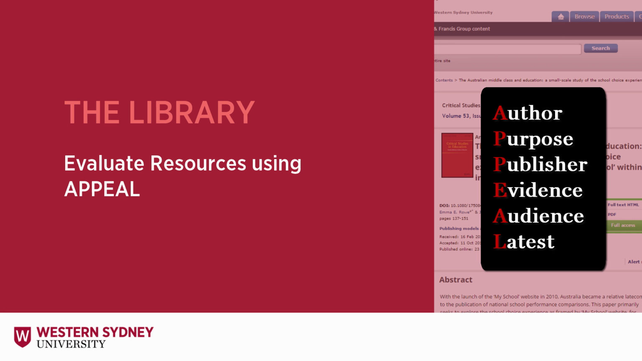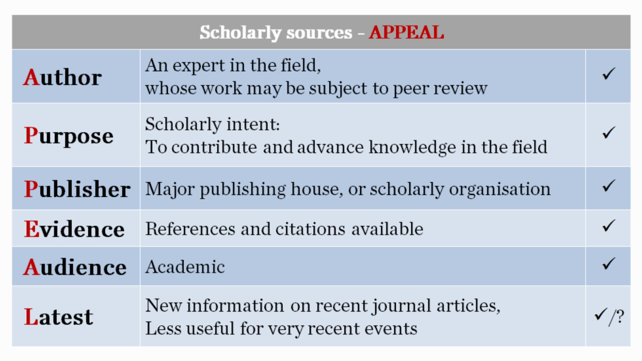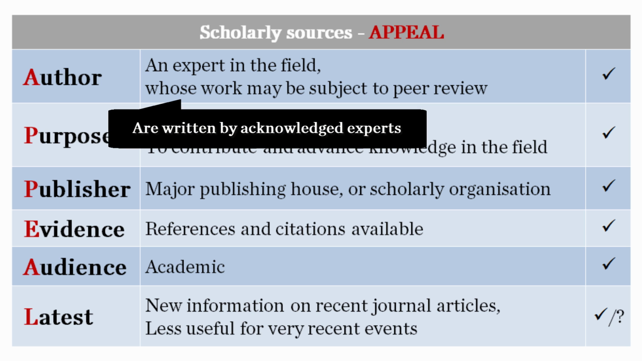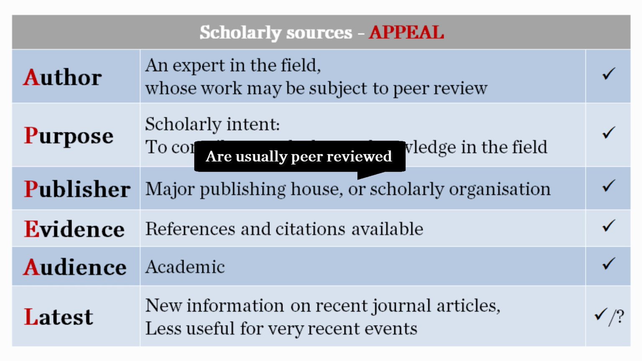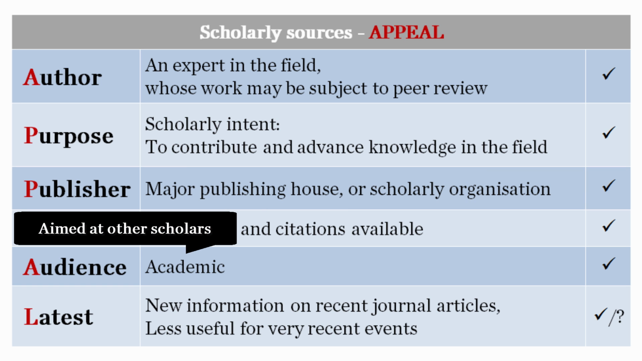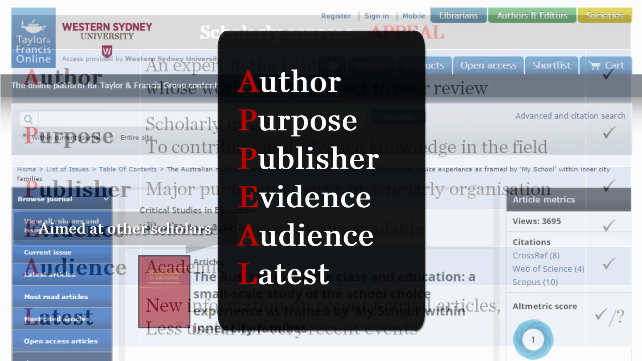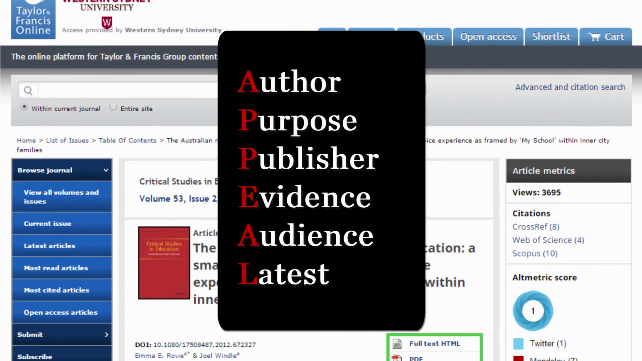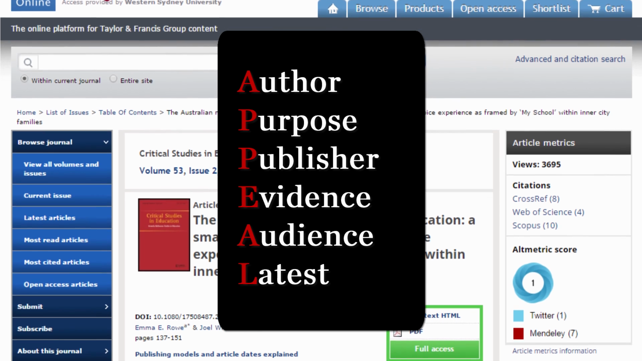This library video will introduce the evaluation of resources using appeal. Scholarly sources have a high level of appeal because they are written by acknowledged experts for scholarly purposes, have been heavily scrutinized, often in a peer review process, are transparent about their sources, are aimed at other scholars so they provide in-depth information on a topic drawing on relevant research and theory. Use the appeal criteria to help you evaluate and choose appropriate resources for your assignments.